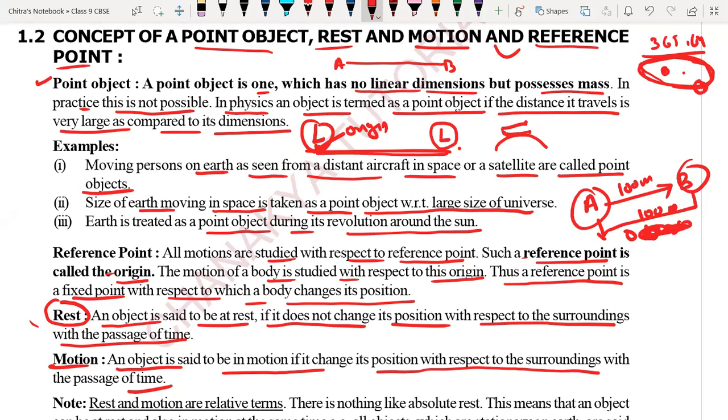Yes, sir. The object changes. Yes. So when an object changes its position with respect to time as well as surrounding, it is called motion. Very good. Okay.